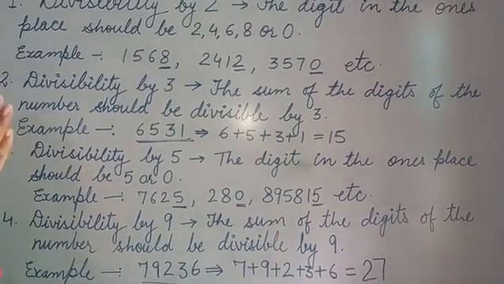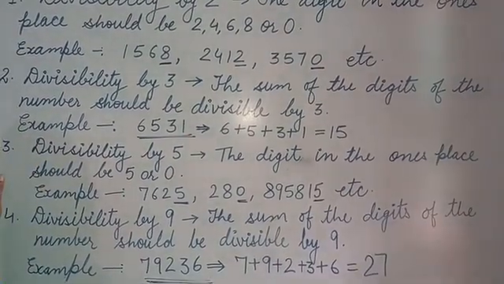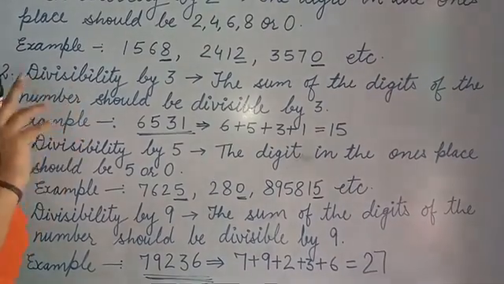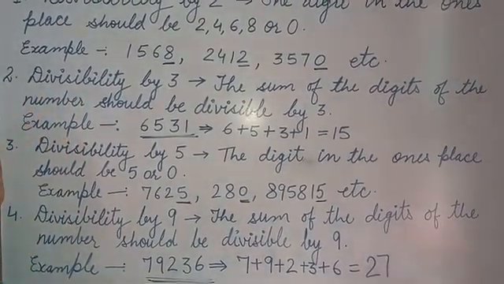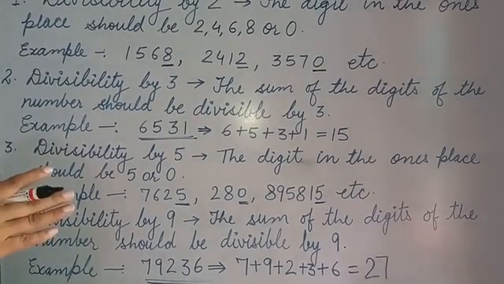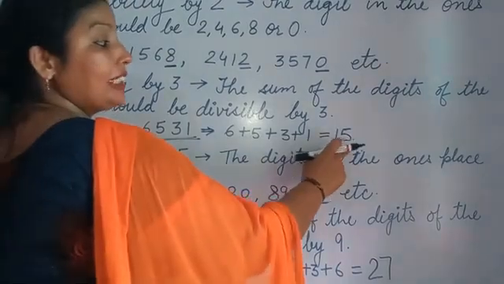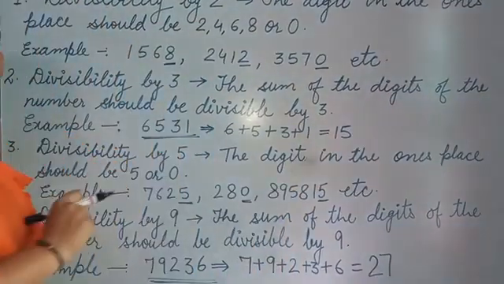9 comes in the 9 table and also in the 3 table. So that means if a number is divisible by 3, it is not necessary that it will be divisible by 9. It may or may not be. हो भी सकता है और नहीं भी. अगर sum 9 आता है तो 9 से भी हो जाएगा, 3 से भी. But if the sum is 15, it will not be divisible by 9.